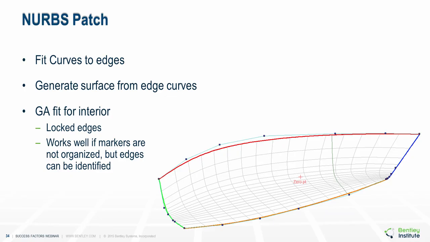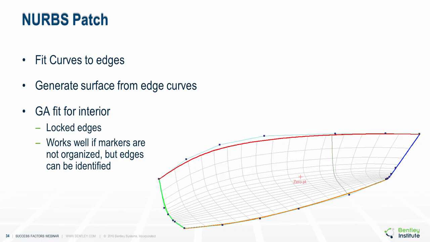So now we'll see how we can fit a NURB surface patch to 4 edge curves. There are 2 ways of doing this. We can either do that directly by fitting the NURB surface edges to selected markers, or we can fit the NURB surface to curves. In the second case we first fit the curves to the markers and then generate the surface from those edge curves.